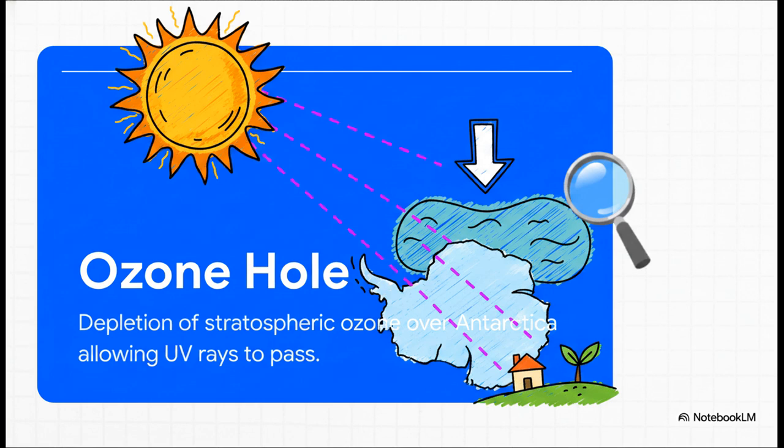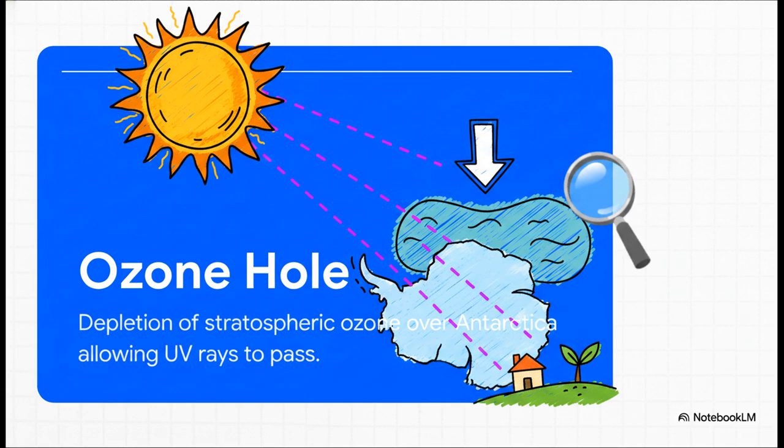Mixed into this atmospheric soup is a highly effective, purely synthetic crisis. You've definitely heard of the ozone hole, but it's vital to know exactly what that means. It's a massive depletion of ozone concentration, specifically up in the stratosphere, with the biggest drop happening right over Antarctica.